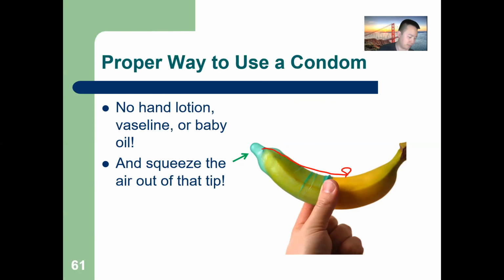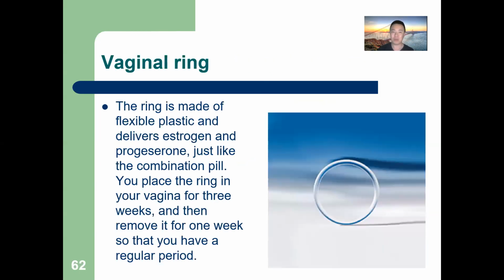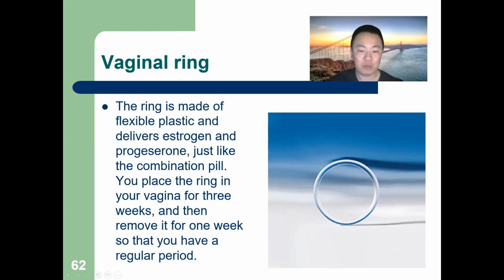All right, another one here is a vaginal ring, and this ring is made of flexible plastic and delivers estrogen and progesterone, just like the combination pill. And you place the ring in the vagina for 3 weeks, and then remove it for 1 week so that the regular menstruation period can happen.